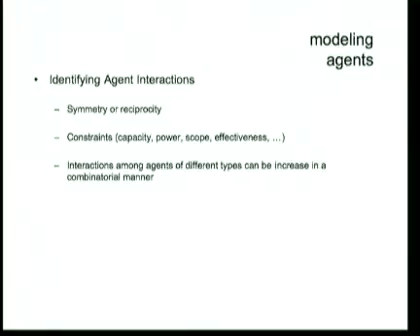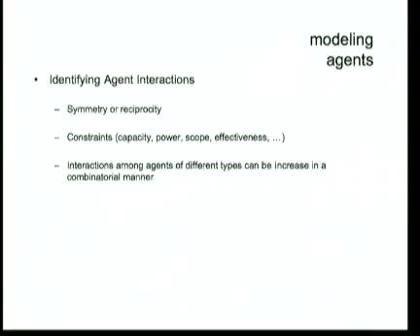An agent arrives at a state before another, and because of the order of encounter, the changes in state and effect may be influenced. In general, again, there are constraints that carry through here on capacity, power, scope, effectiveness of an agent.